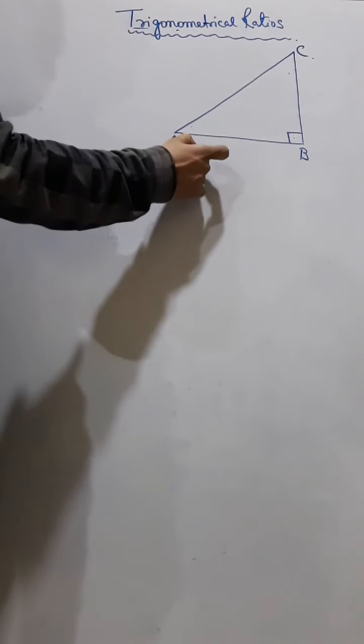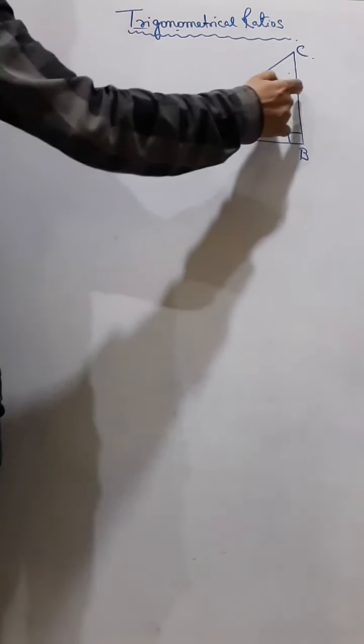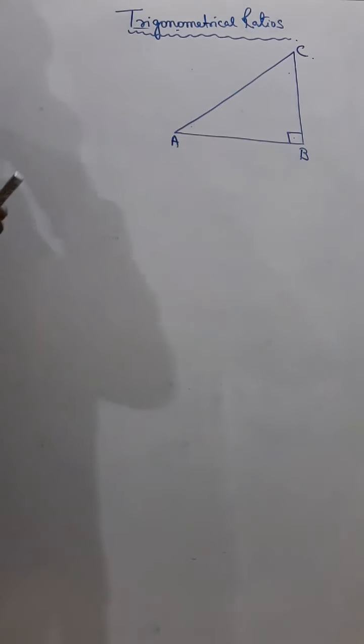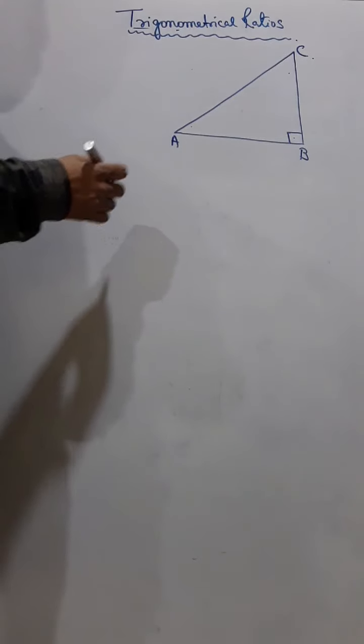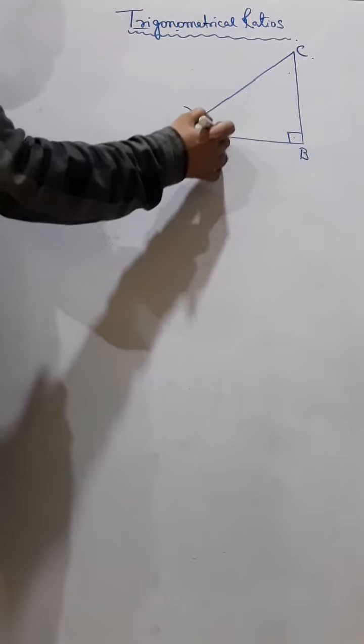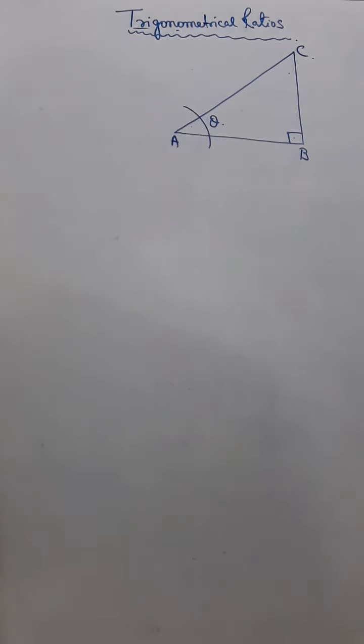In fact, there is a relationship between the angles and the ratio of their sides, and these ratios of their sides are given certain names. Say for example, if I think with respect to this angle, let this angle be theta. It's a variable, so let this angle be theta.